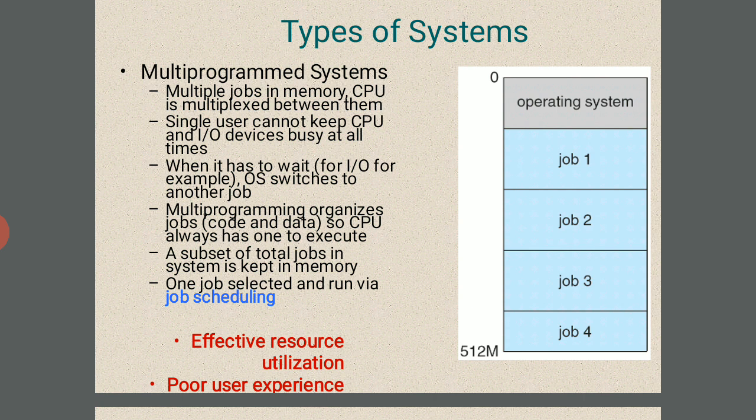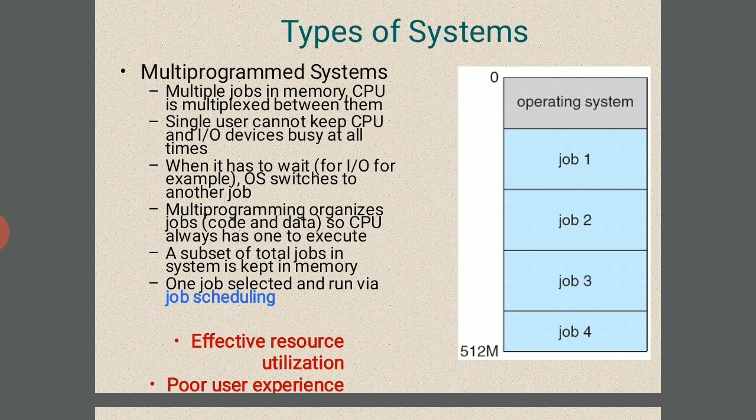Multi-programming organizes jobs, code and data. So what is data? Data means information, just like student information or employee information. What is employee information? Employee name, employee ID number, employee address, employee salary details, employee designation. These details of an employee are called data. So the CPU always has one job to execute. It cannot execute all of them at a time, but one by one.